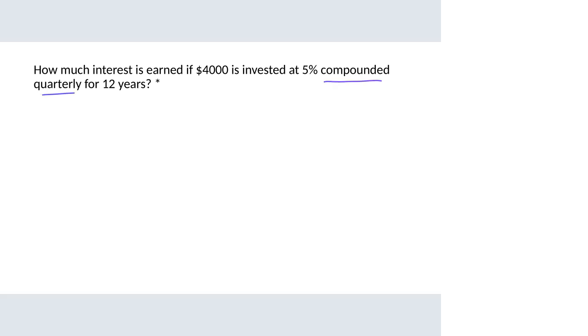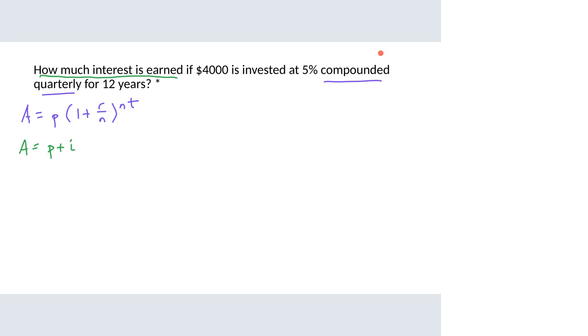As soon as I see compounded in there, I know I'm going to use this formula. And then I go back and I read it again, and it says, how much interest is earned? Well, the formula for compound interest is great, but it won't tell me how much interest is earned. In order to get that, I'm also going to have to use this one. So I'm going to have to use these in conjunction with each other. First, I'll do compound interest. Afterwards, I'll figure out how much interest is earned.